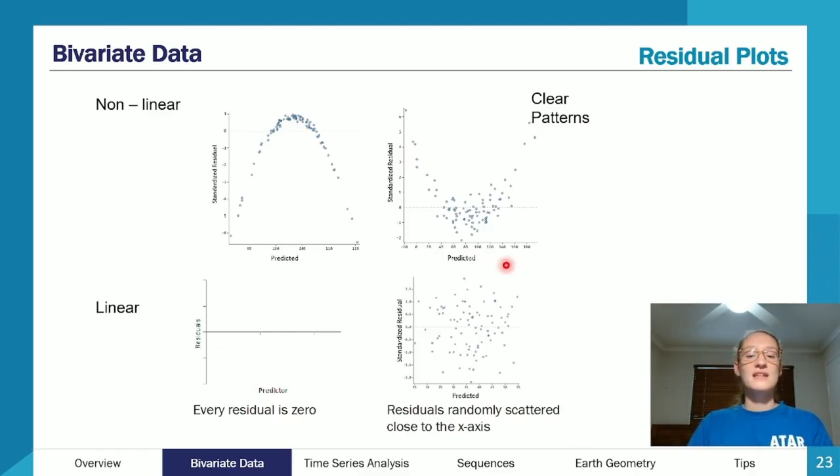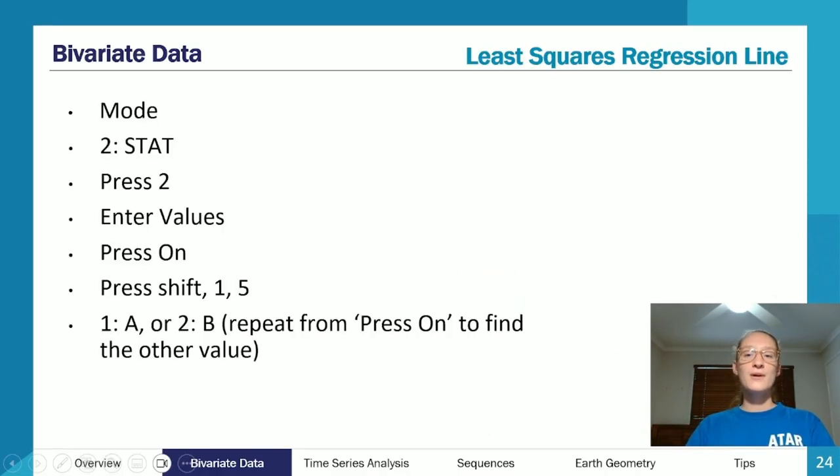Whereas this one, we can see that our residual points are randomly scattered above and below the line. So it's super random. So this tells me that there is a linear relationship present. So when interpreting residual plots, non-random means non-linear, and randomly scattered around means yes, it is linear. So that's just a little clarification on residual plots.